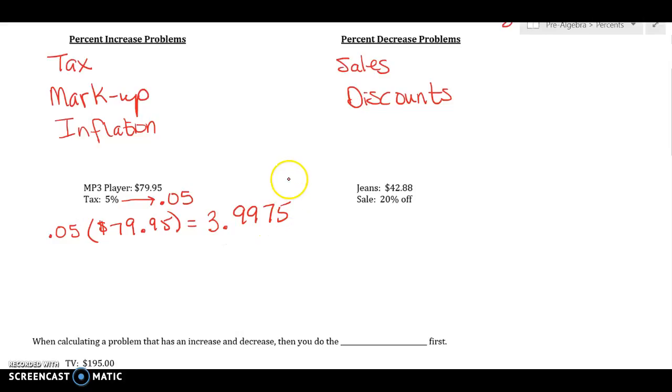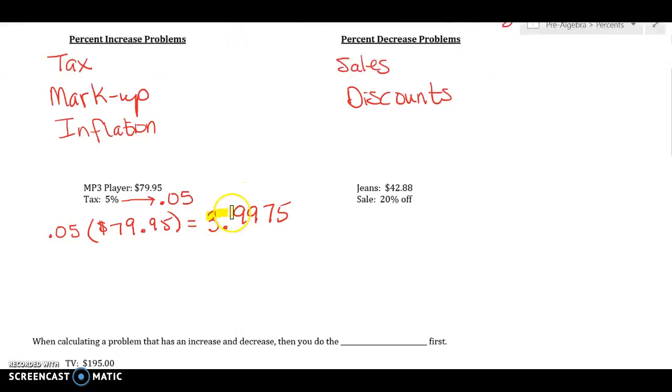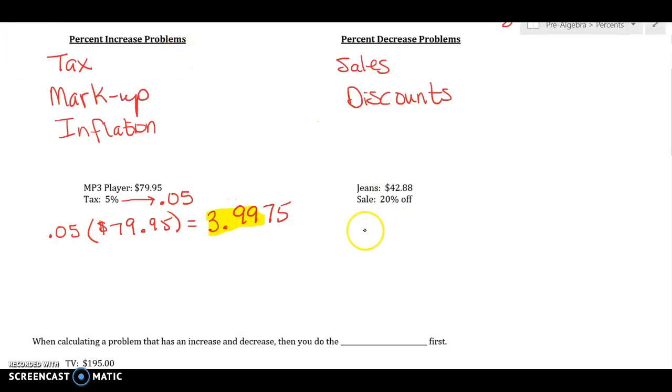39975. Well, what I have to do is figure out what kind of money that is. And this is the money part, right? But I do have to look at what's behind it. I have to look at this 7. Does that 7 make this $3.99, or does it round it up to $4? Well, you're right. It rounds it up to $4. So you're paying $4 in tax.